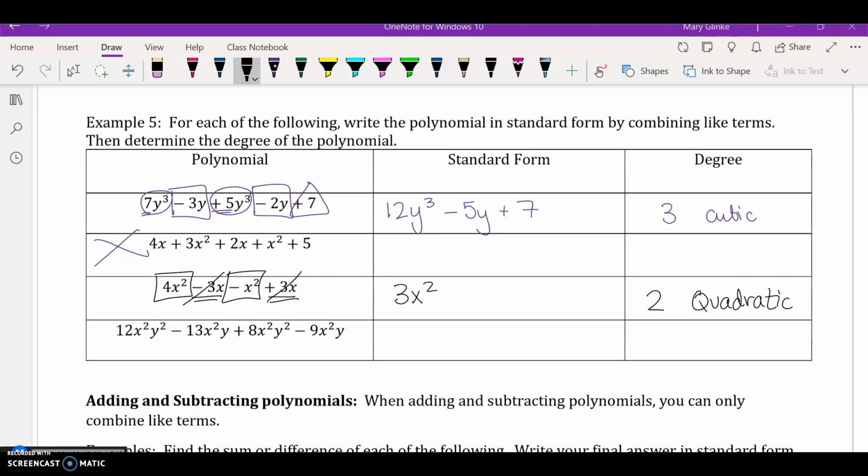And for our last one here, we want to make sure that our like terms have the same variables with the same degrees. So I see an x squared y squared and an x squared y squared. We can combine those two together. 12 plus 8 is 20, x squared y squared. We have a -13 x squared y and a -9 x squared y, which means -22 x squared y in total. Oops, sorry, I dropped my squared in the first one. Make sure you do have that. So the highest degree here then is 4, making this a quartic function.